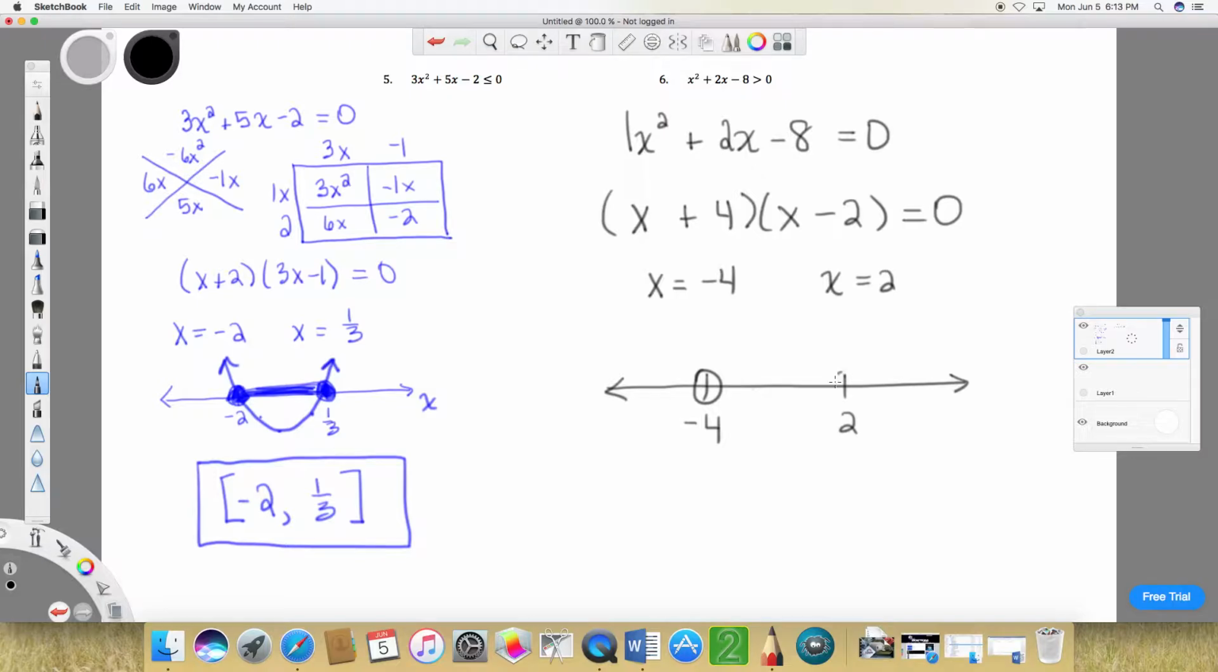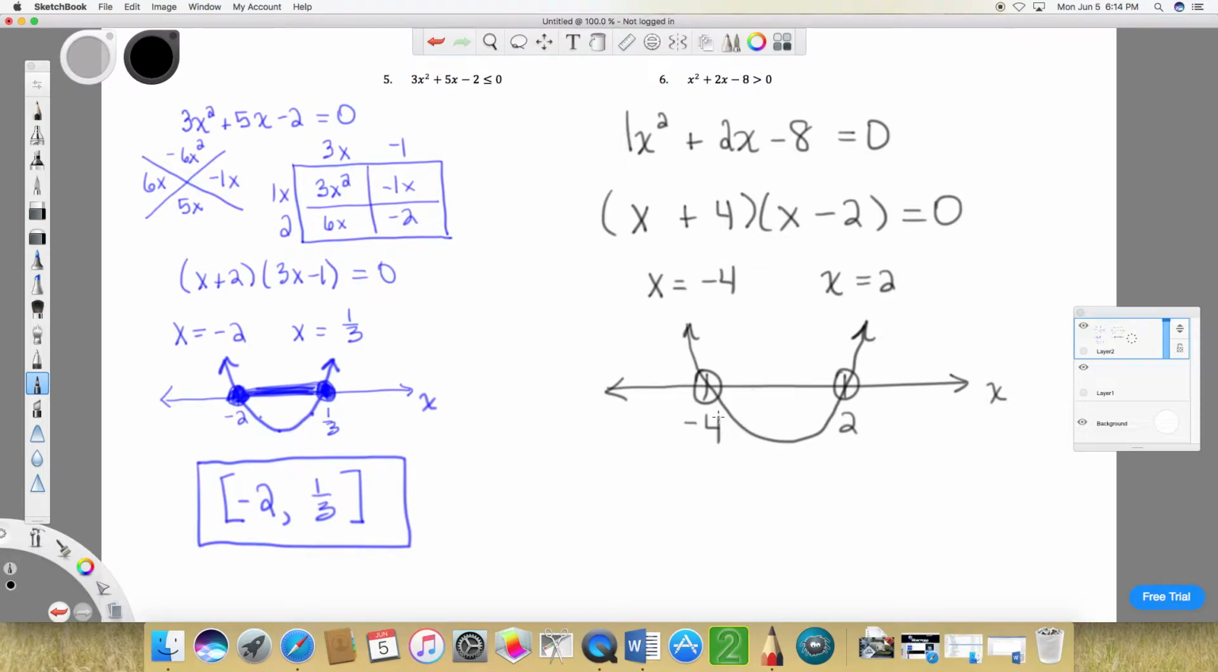And the first decision I need to make is whether to include or exclude those from my solution set. And since this time it's a strict inequality, it says strictly greater than 0, I'm going to exclude them. I'm going to leave these as hollow dots here, and they will not be in my solution set. So now I need to make a decision of whether I'm going to shade in the middle or out in the tail area. The x squared plus 2x minus 8 is the graph of a parabola that opens upward because the leading coefficient is 1, and that's positive, so it opens upward.